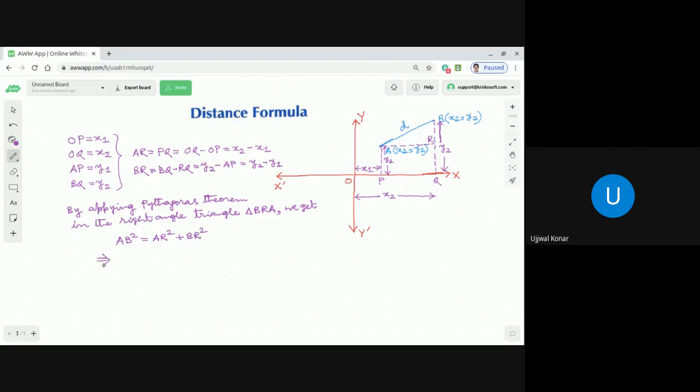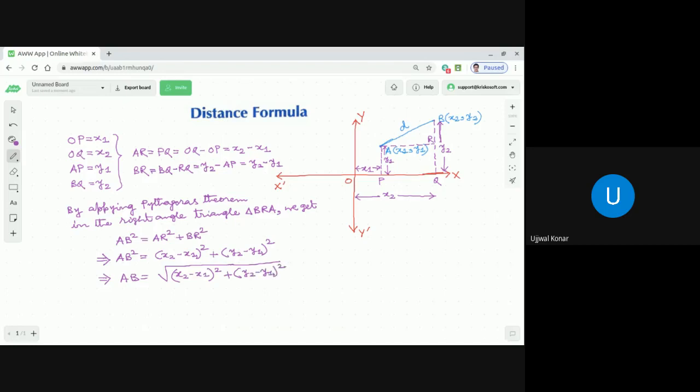So this implies AB square is equal to, what is AR? AR we found x2 minus x1, that whole square. And what is BR? BR is nothing but y2 minus y1, that whole square. So what we are going to get from here is that AB is equal to square root of x2 minus x1 whole square plus y2 minus y1 whole square.